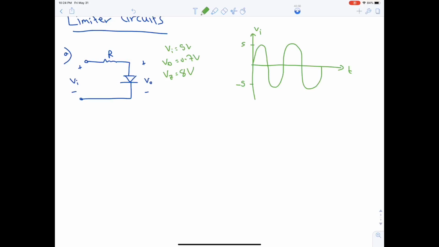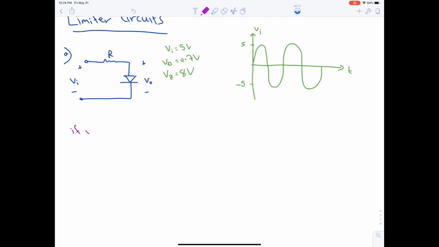When you do not have numbers for VD or VZ, now you have to doubt, is it ideal or non-ideal? You need more information. Like someone has to tell you whether it's ideal or non-ideal. Okay? Let's start analyzing this circuit.